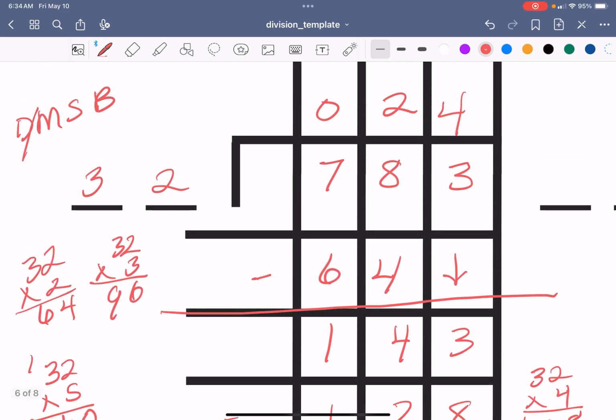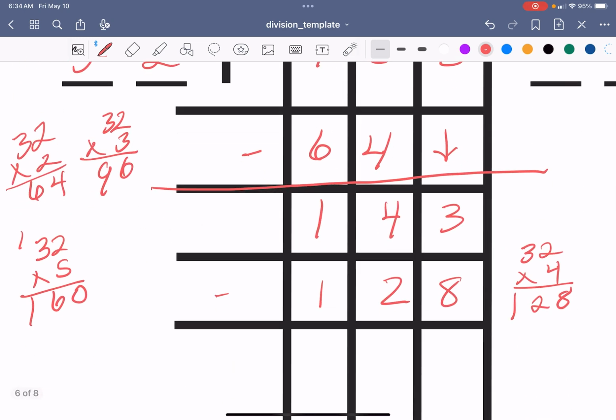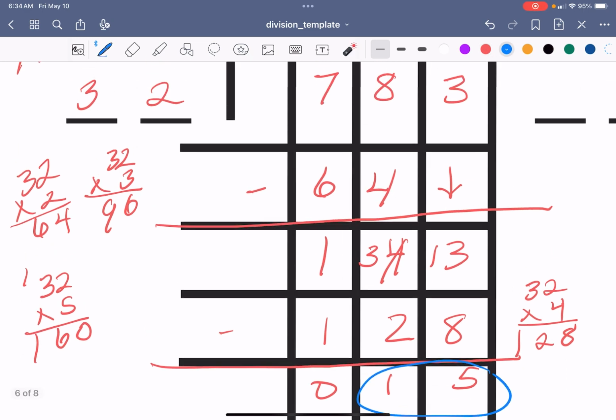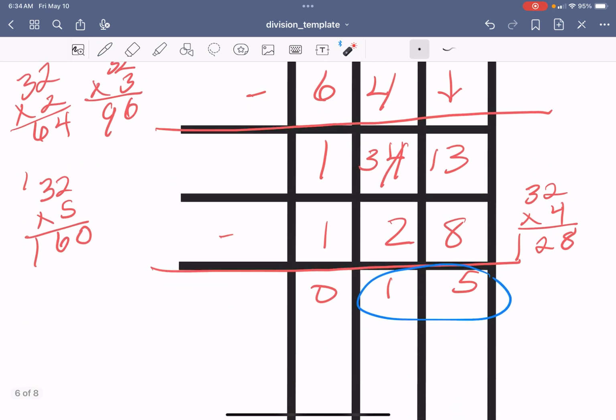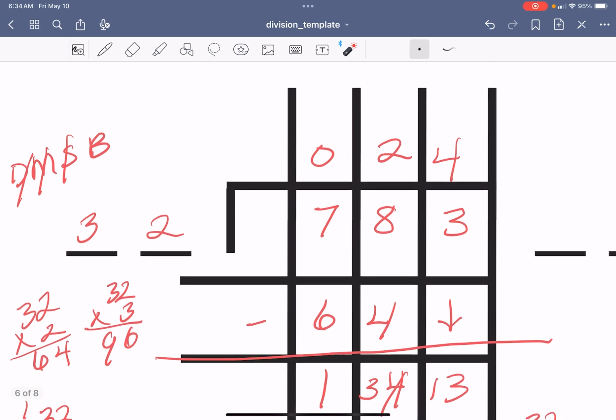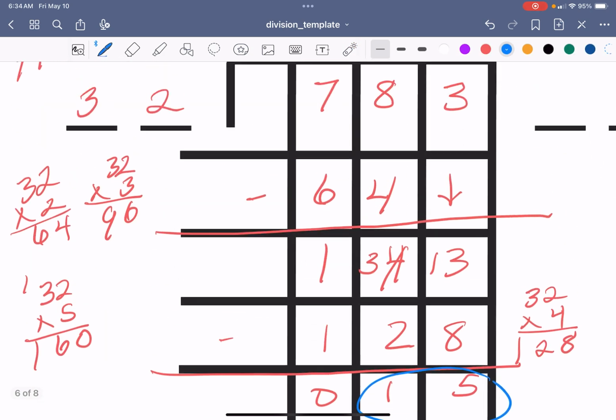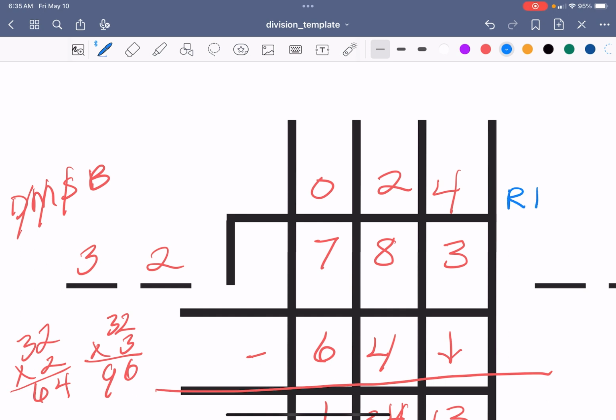Okay, so we're going to now subtract. So 3 minus 8, 3 minus 2. So our remainder is going to be 15 because 32 cannot go into 15. So our remainder is 15. So the final answer is 24, remainder 15.